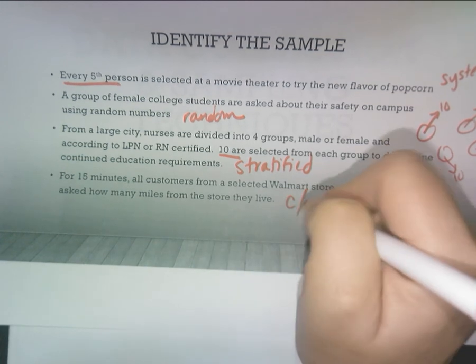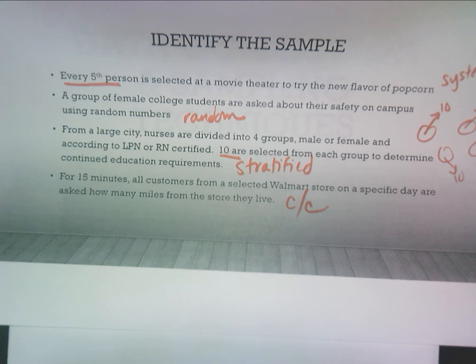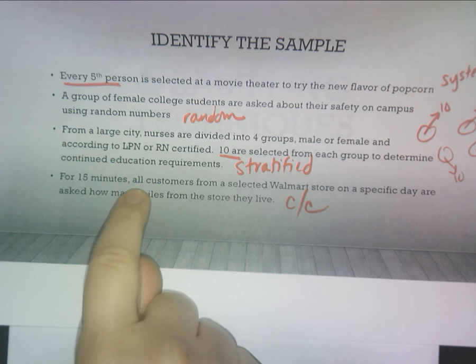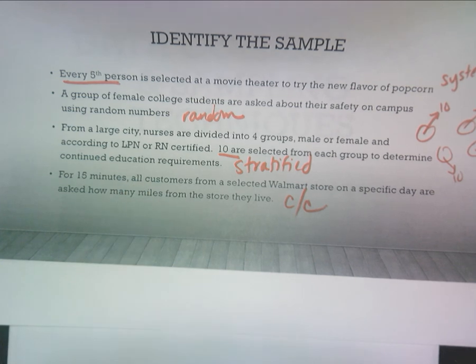So I'm going to go with C or C. But if it was cluster, the word that gives it away usually is the word all, the fact that you're doing it all, because aren't there a lot of different Walmarts? So they've already been clustered. So you being at a specific Walmart and getting all the customers to answer your survey, they're considering that a cluster. That's what the book says. But I would go with convenient also, because they fought me on it last year, and I was like, fine, whatever. All right, that's it.